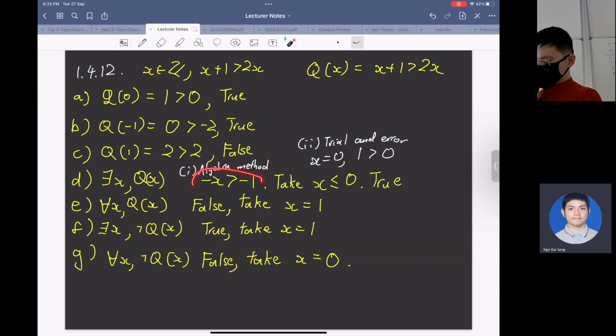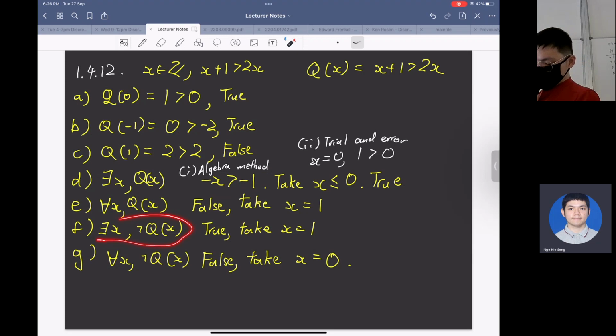Why? Because I can take x equal to 1. What do you get? 2 is greater than 2. Or if I use the algebraic method, -1 is greater than -1. So these are different ways to view a problem.